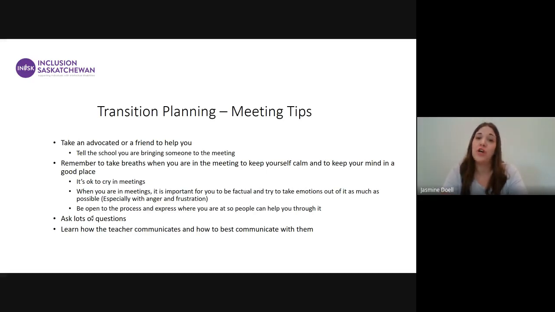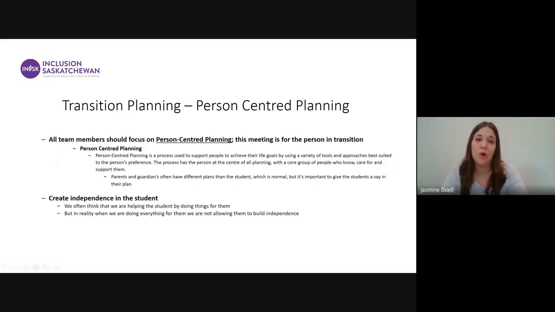And it's very important for the transition plan to be person-centered. So person-centered planning is a process used to support people to achieve their life goals by using a variety of tools and approaches best suited to the person's preference. The process has the person at the center of all planning, with a core group of people who know, care for, and support them. Oftentimes, everyone has different ideas and plans than the individual, but it's important to give the individual a say in their own plan.